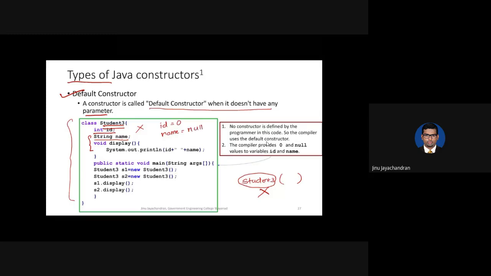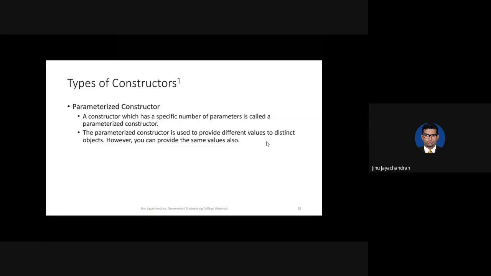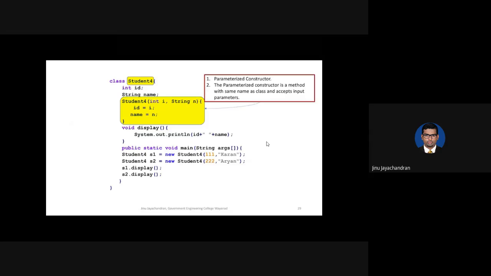Okay, this is called a default constructor. Now there is something called a parameterized constructor, a constructor with parameters. So we'll see this example. So in the class Student4, now I have an ID and a name. Okay, and I have defined a function with the same name as that of the class name.